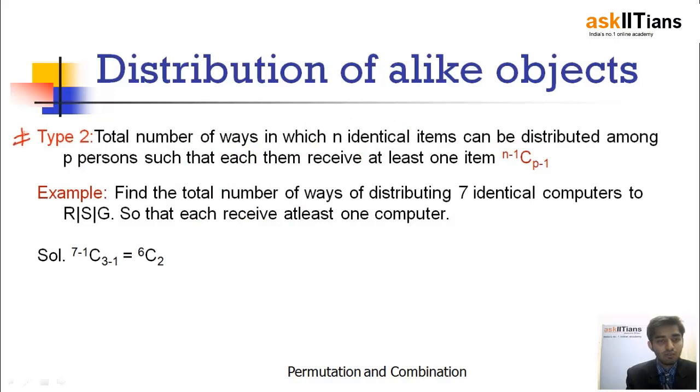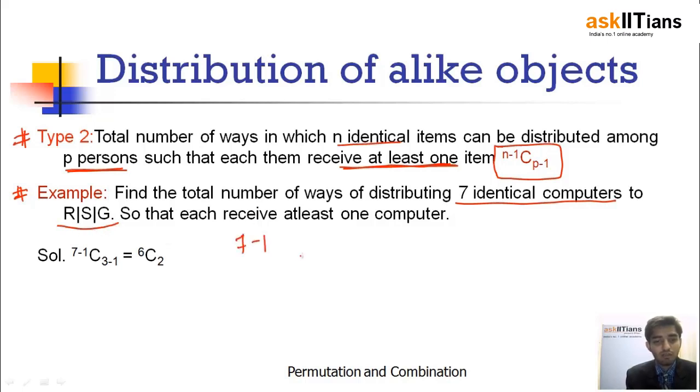Now let us see type 2 of this problem. The total number of ways in which n identical items can be divided among p persons such that each receives at least 1. Now all the persons should receive at least 1 coin. So the total number of ways of doing so will be given by n minus 1 c p minus 1. Let us see an example on this. Suppose I want to distribute 7 identical computers among 3 persons, that is R, S and G. Then the total number of ways of doing so will be given by 7 minus 1 c 3 minus 1, which is equal to 6c2.